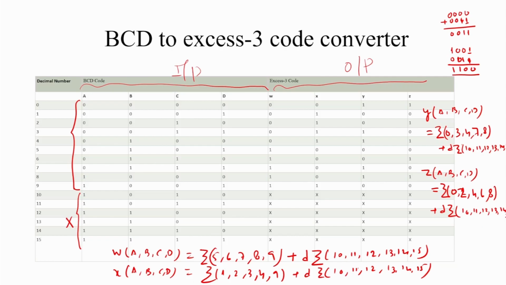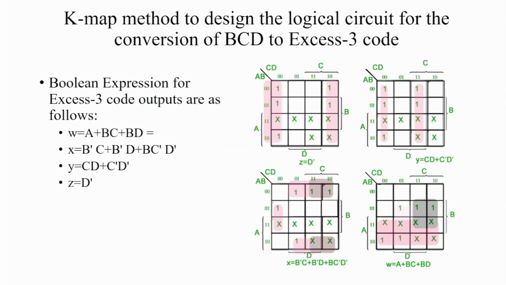In this way we write the Boolean expression for the XS3 code outputs W, X, Y and Z, and after that we design a K-map and find a minimized or simplified Boolean function for each of the XS3 code outputs. Here 10 to 15, that is 10, 11, 12, 13, 14 and 15, are don't care conditions in each of the output representations.